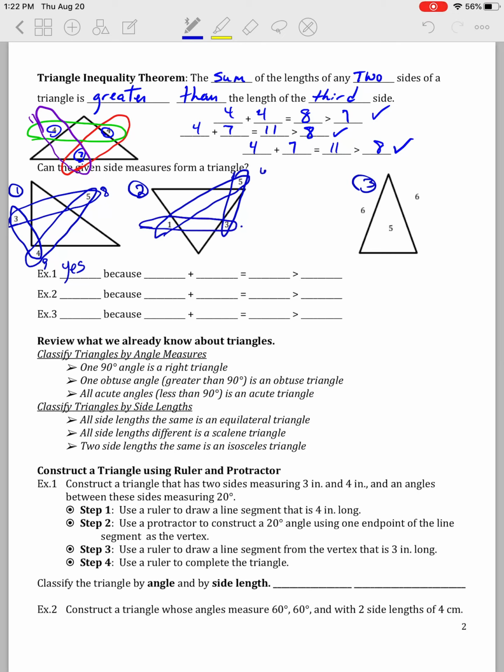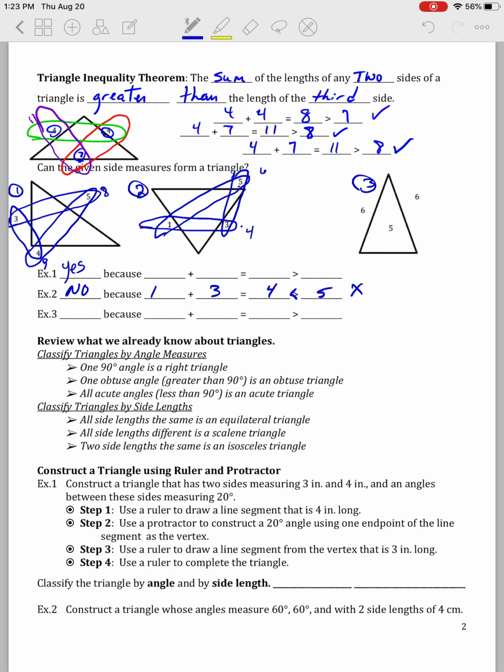What about 1 plus 3? That's 4, right? Is 4 greater than the 5? It's not. So no, because 1 plus 3 is equal to 4, and that is less than 5. So that is a no.